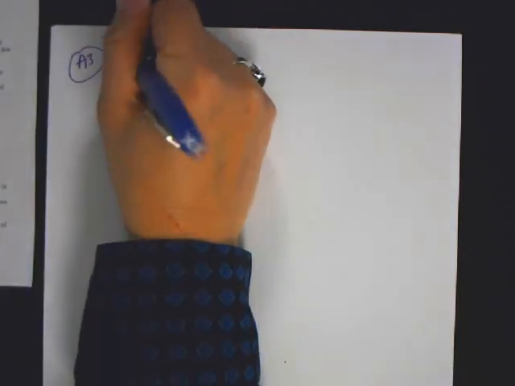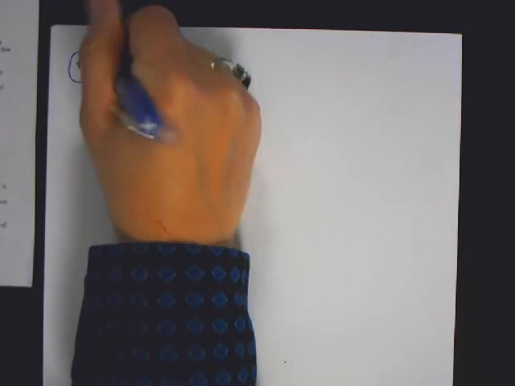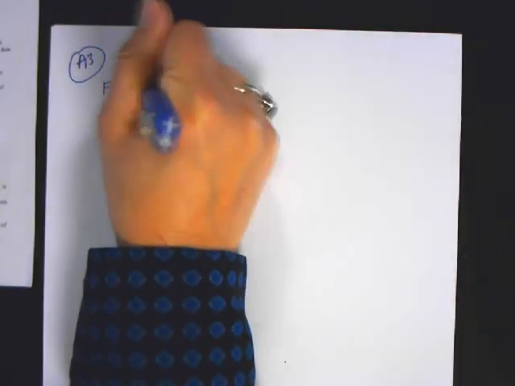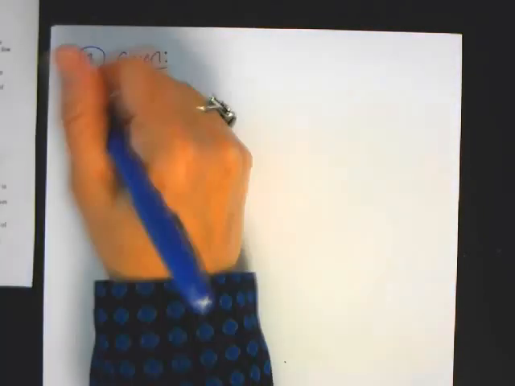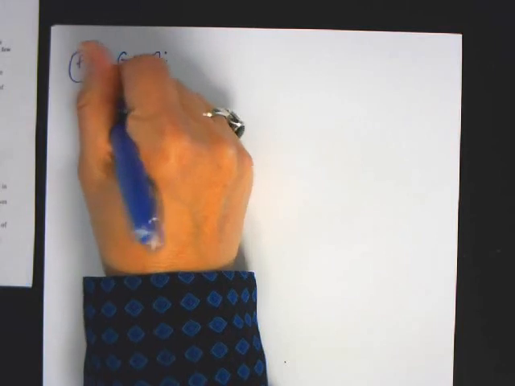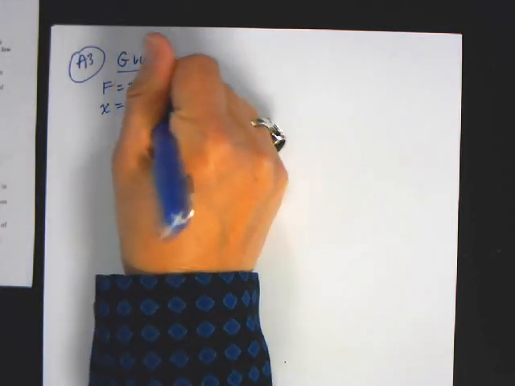Okay, let's start with A3. So it says a slingshot consists of a light leather cup attached between two rubber bands. If it takes a force of 32 newtons, so I'm going to write my given, F is equal to 32 newtons, to stretch the band 1.2 centimeters, so x is equal to 1.2 centimeters.